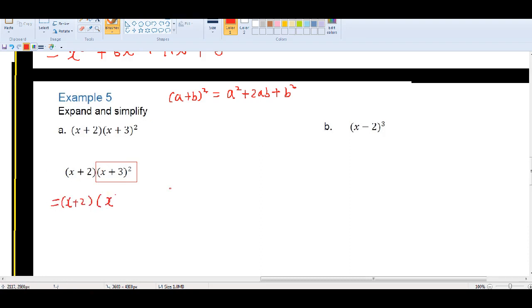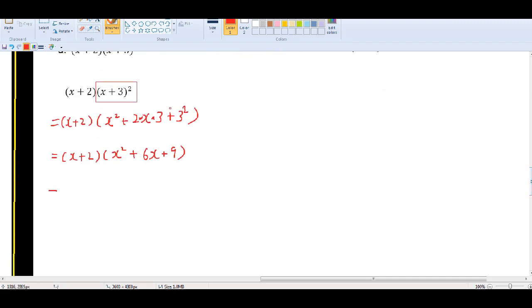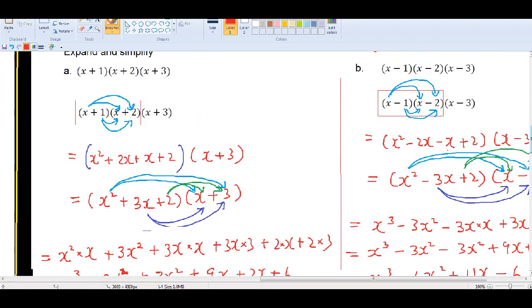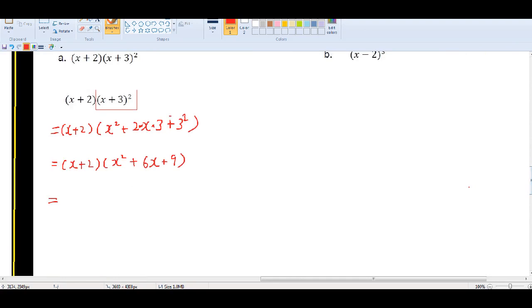So this one becomes x squared plus 2 times x times 3 plus 3 squared. What we're going to get is x plus 2 times x squared plus 6x plus 9. Again we see something like the previous one: you've got a binomial and a trinomial. Last time we did trinomial times binomial, this time binomial times trinomial, but they are actually the same, because in multiplication you can reverse the order.